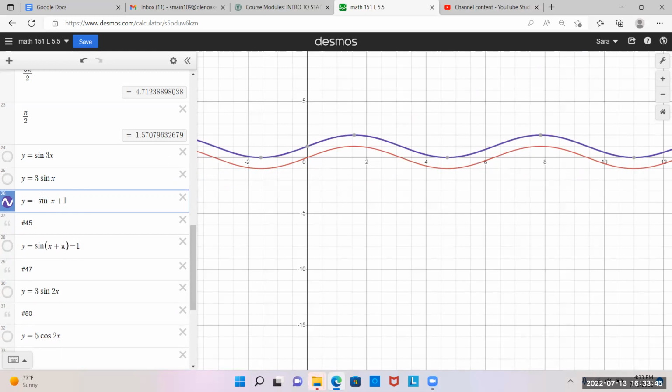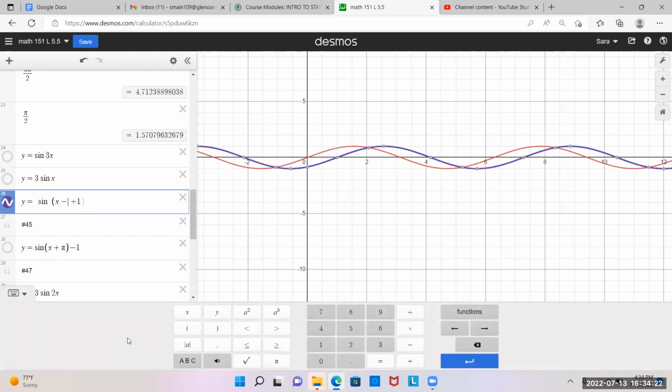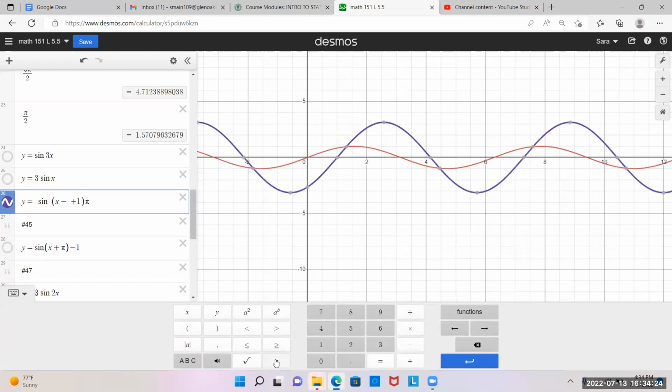Okay. But I need it to go to 2 and still start at 0. So what can I do inside here to do that? If I go back at pi over 2 minus pi over 2.